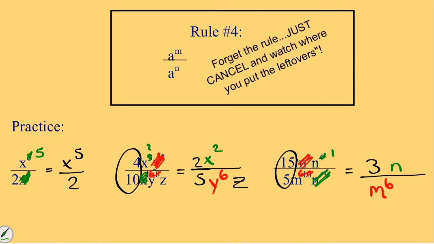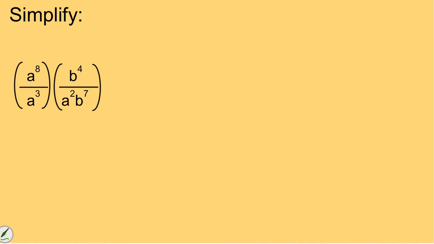So let's look at a couple examples more that would apply this principle with maybe some others mixed in. So here we've got 2 fractions being multiplied together, and we know that when we multiply fractions, we multiply the numerators, the tops, multiply the denominators, the bottoms. So I just think of this as one large fraction. So I multiply the tops, a to the 8th, b to the 4th, over, multiply the bottoms. And when I do that, I'm going to put these a's together. I've got a to the 3rd, a to the 2nd. That gives me a to the 5th.